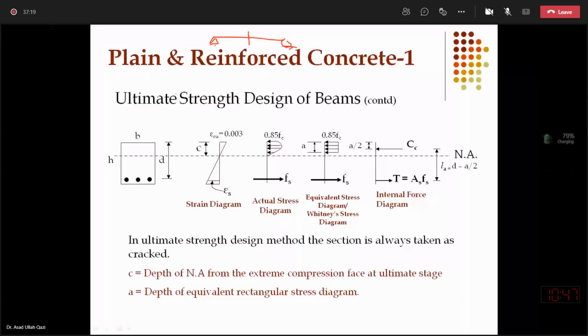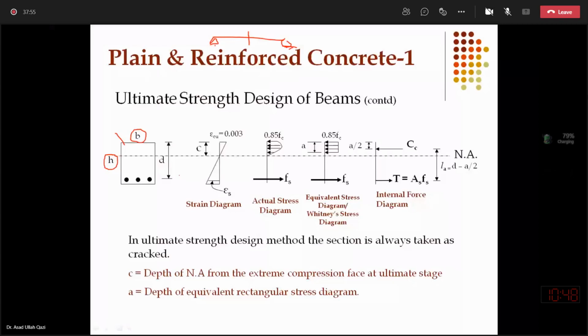So corresponding to midspan, the beam has this section: it has a width b millimeters, a gross depth h millimeters, and there is one dimension shown here, the distance of the steel bars from the compression face, shown with the small letter d and named the effective depth.